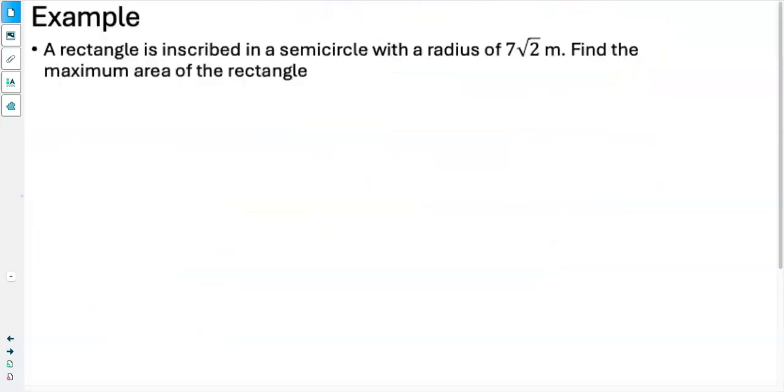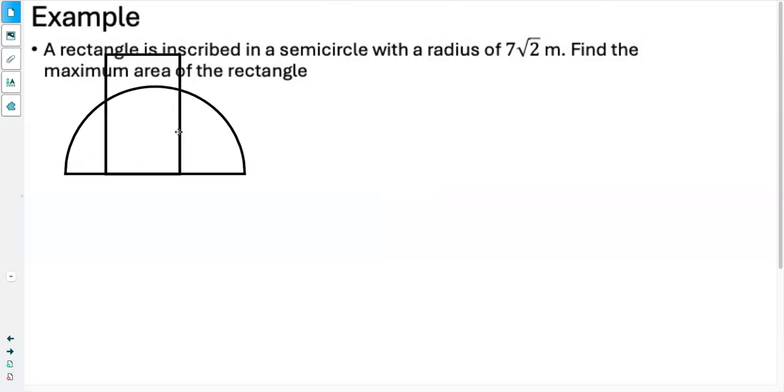Okay, next example, a rectangle is inscribed in a semicircle with a radius of 7 root 2 meters. We want to find the maximum area of this rectangle. So once again, start by drawing out our situation. So we've got a semicircle here. And inside it, we have a rectangle.